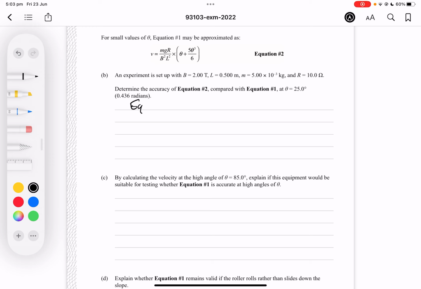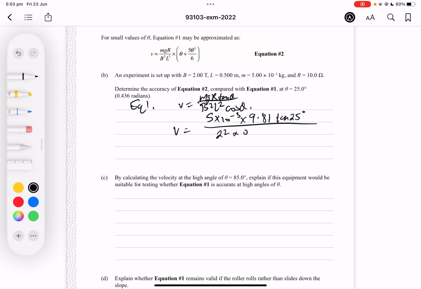So for equation 1, we'll say that v equals mgR tan theta over B squared L squared cos theta. In this case, we just chug in our numbers. So 5 times 10 to the power negative 3 times 9.81 tan of 25 degrees, divided by B squared, which is 2 squared, times 0.5 squared, times cosine of 25 degrees. And that equals 0.252 meters per second.